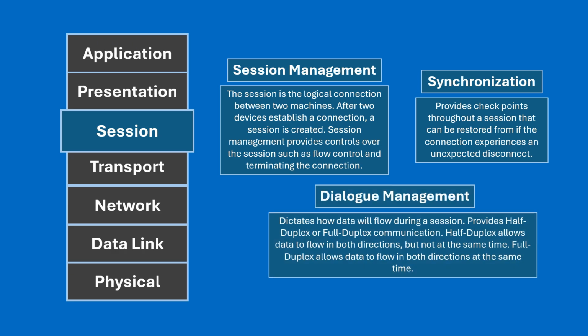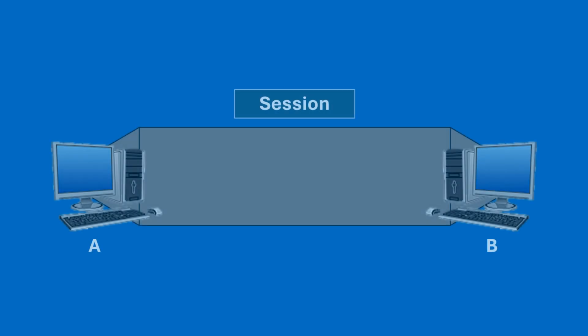The session layer dictates how data will flow during a session. It does this by specifying half duplex, which allows data to flow in both directions but not at the same time, and full duplex, which allows data to flow in both directions at the same time. The following is a demonstration of session commands being used between two machines.